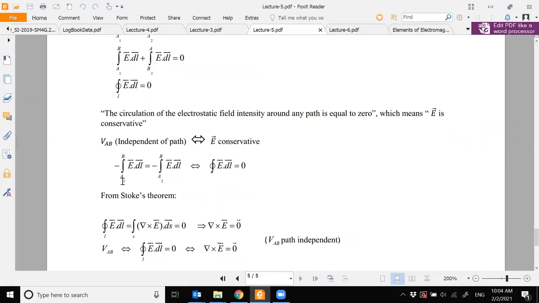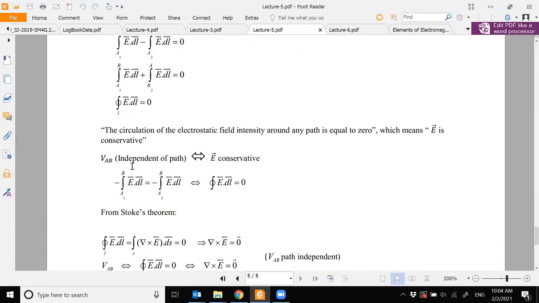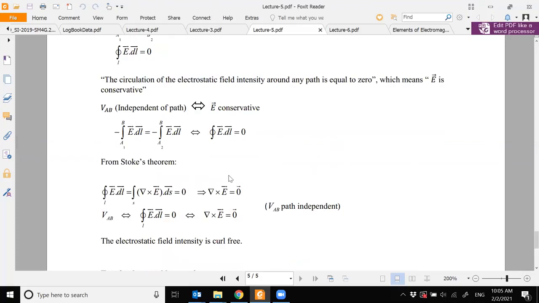So whichever path you take, whether path 1 or path 2 here, it is independent of the path. And because of this, if you find the electric field along any closed path, then we see that it is equal to 0. So we are using a closed path. That's why I'm putting a circle here. That automatically says that it's a closed path. That is, the circulation of electric field along a closed path is 0. So this is where we stopped.